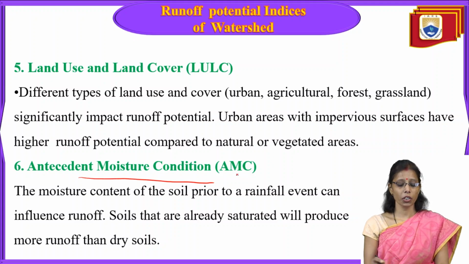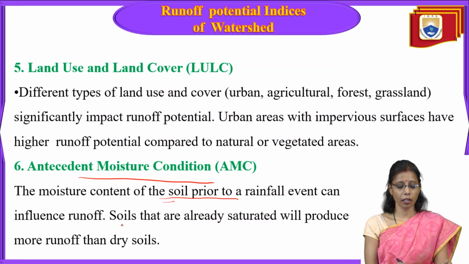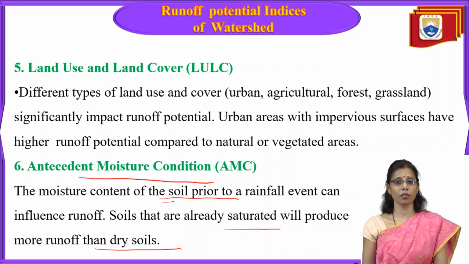Now, antecedent moisture conditions, AMC. The moisture content of soil prior to the rainfall event can influence the runoff. Soil that is already saturated will produce more runoff than dry soil. Why does it happen? Some soils which are near a water body have a lot of moisture content in them. So they are almost saturated with water, and they do not have more capacity to hold water. So in that case the runoff will occur, and floods can occur.